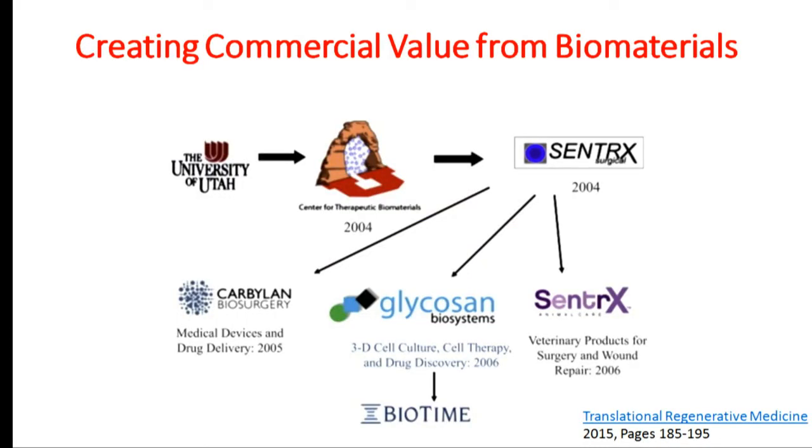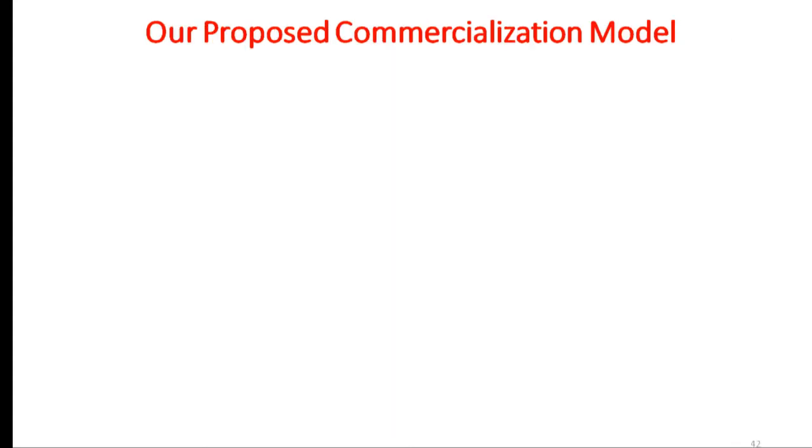So this is a really encouraging slide, about creating commercial value from biomaterials from the research which has been happening at universities. For example, this is an example from the University of Utah. This Center for Therapeutic Biomaterials has this Centrex company. Under this, they have 3 companies: Carbaline Biosurgery, Glycosan Biosystem, Centrex, and then there is Biotime. So university-based research has all this potential. That sort of thing we need to adopt.